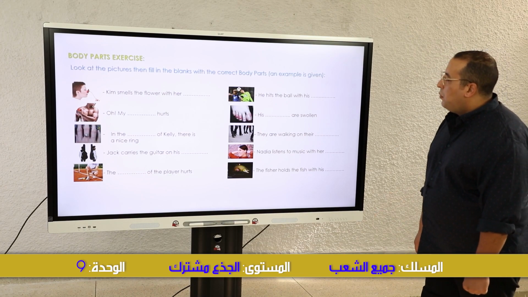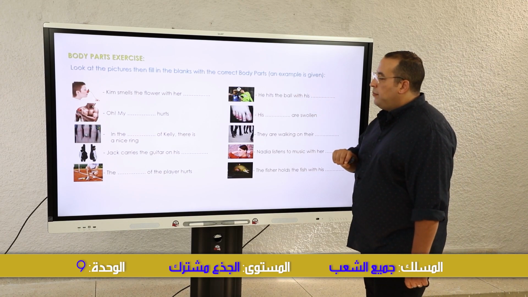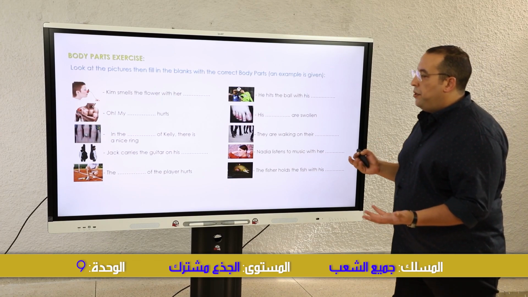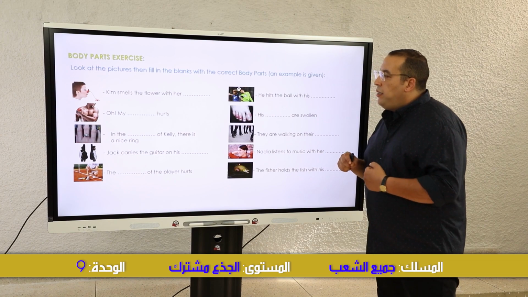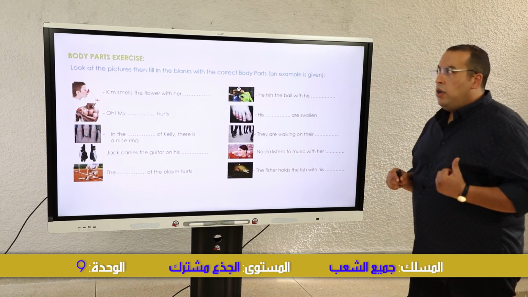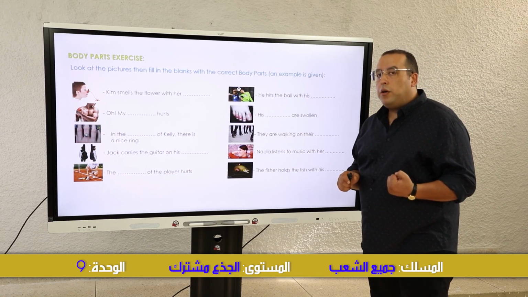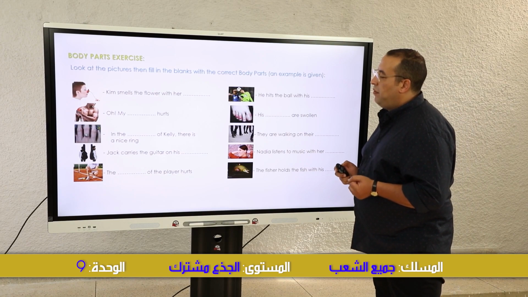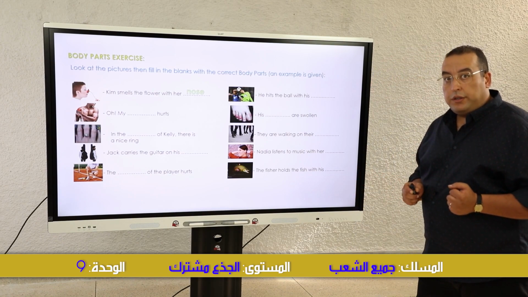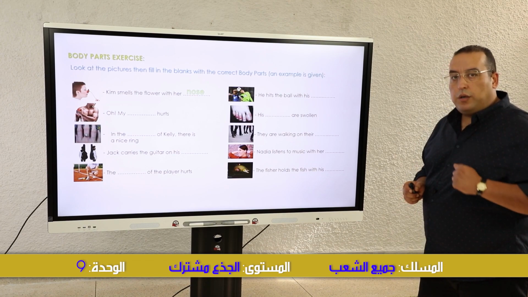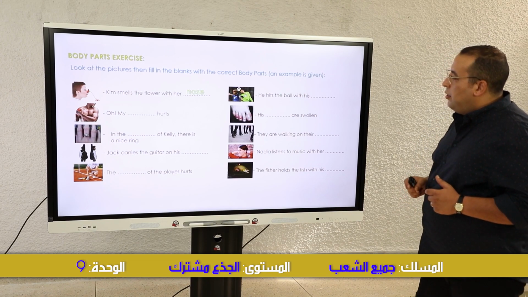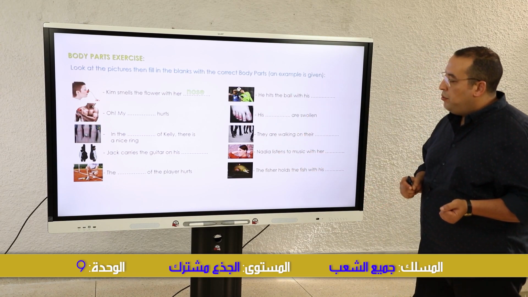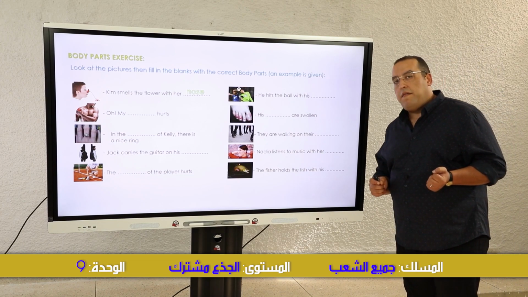So, as we have said before, an example is given. So, let's see the first one. In the picture, you see a girl or a lady, and she smells a flower. So, we usually smell the flower with what? Yes, so Kim smells the flower with her nose. With her nose. Correct. So all you have to do is look at the pictures again and try to fill in the blanks with the body parts that you have learned before.